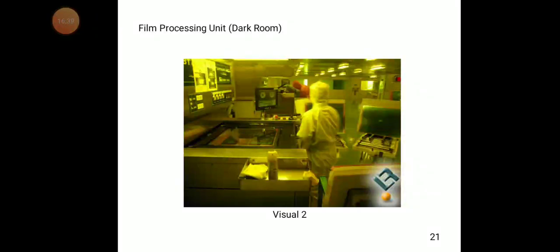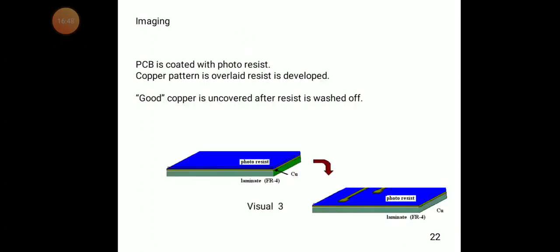Film processing unit, you can see how the film is processed in the dark room. You can see in the diagram. So how it is: the PCB is coated with photoresist. Copper pattern is overlaid. Resist is developed. Good copper is uncovered after resist is washed off.